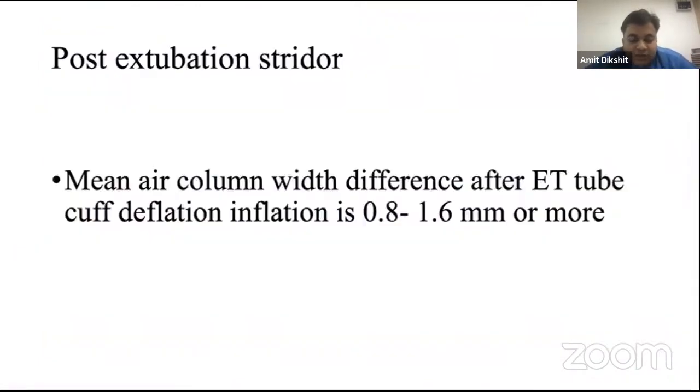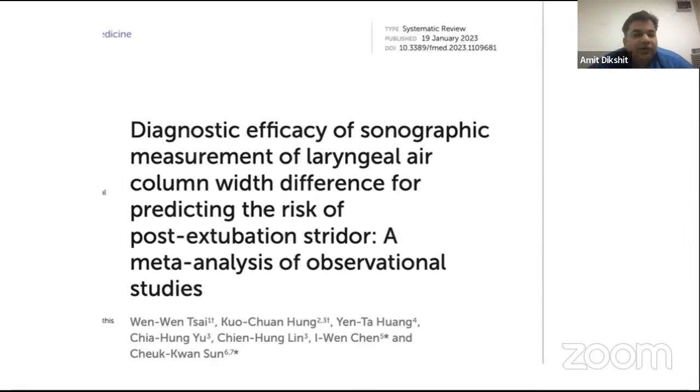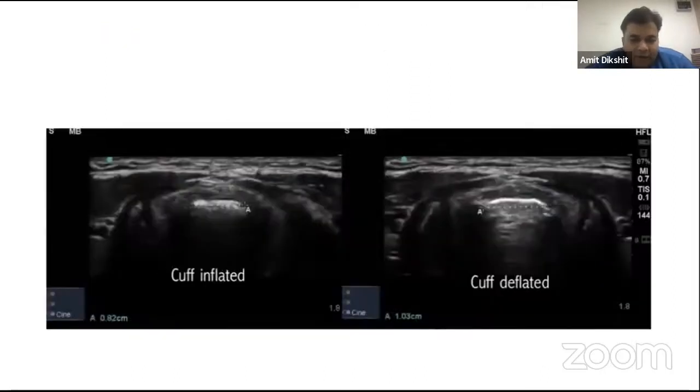So post-extubation stridor is another important area. Some of us do have an ICU or HDU, or post-surgical, we extubate on the second day. So there are different ways by which we can look at the trachea, and one of them is this paper recently from 2023, where it looked at the laryngeal air column width difference in predicting the risk of post-extubation stridor. Now, this is a very upcoming area. You need a little fine tuning with measurements and slightly advanced machines. 2, 3 ways I'll give you some idea about how people look at it.